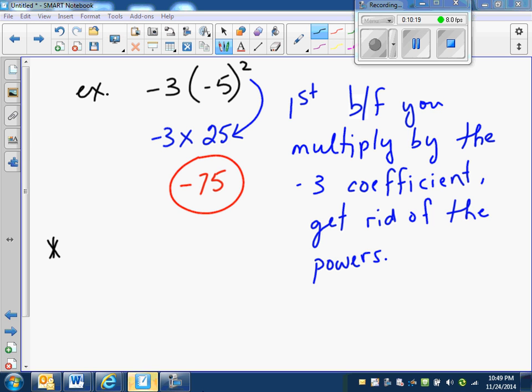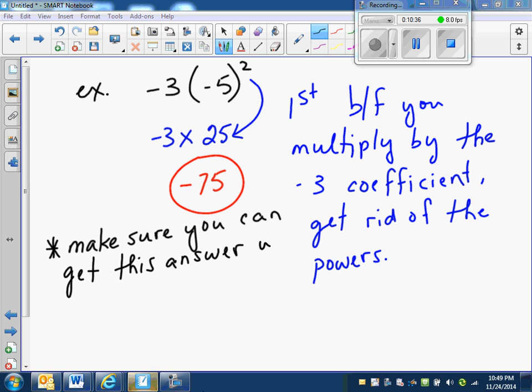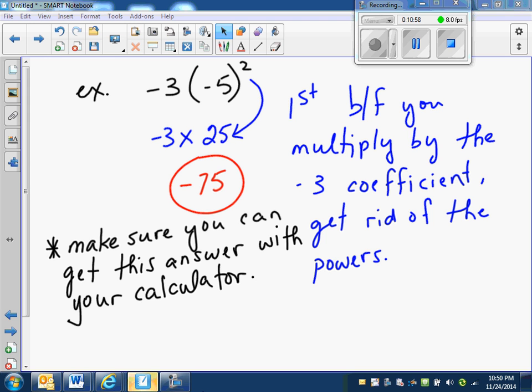One thing you should try on some of these more simple problems is make sure you can get this answer with your calculator. Building calculator skills with this is very important. Many calculators have different keypads, and you need to make sure that you can use a calculator effectively, so make sure you have the calculator skills.